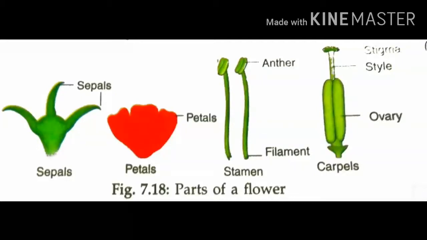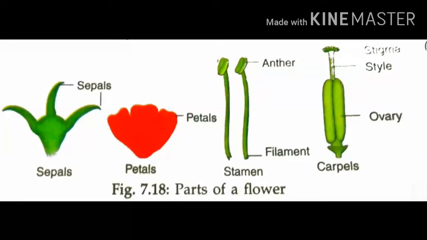Stamens are the male part of the flower. Each stamen consists of a long thin green stalk called the filament. See there, that long thin stalk we call a filament. Just above the filament there is a bag-like structure. That one we call an anther, present on the top of the filament.